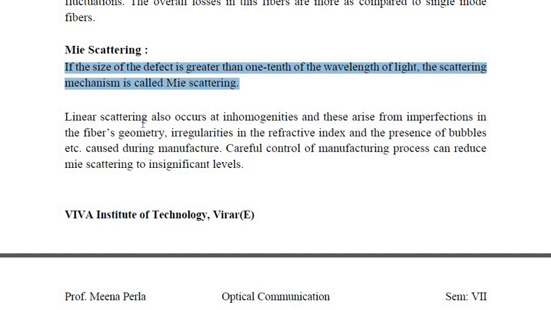Linear scattering also occurs at inhomogeneities, and this arises from imperfections in the fiber's geometry, irregularities in the refractive index, and the presence of bubbles, etc., caused during manufacture. Careful control of material or manufacturing process can reduce the Mie scattering to insignificant levels. So Rayleigh scattering and Mie scattering are types of linear scattering losses.